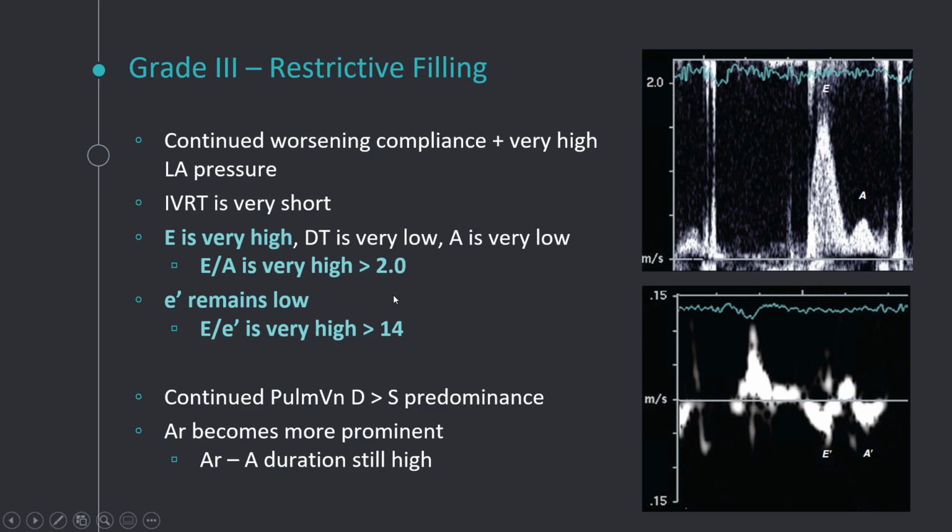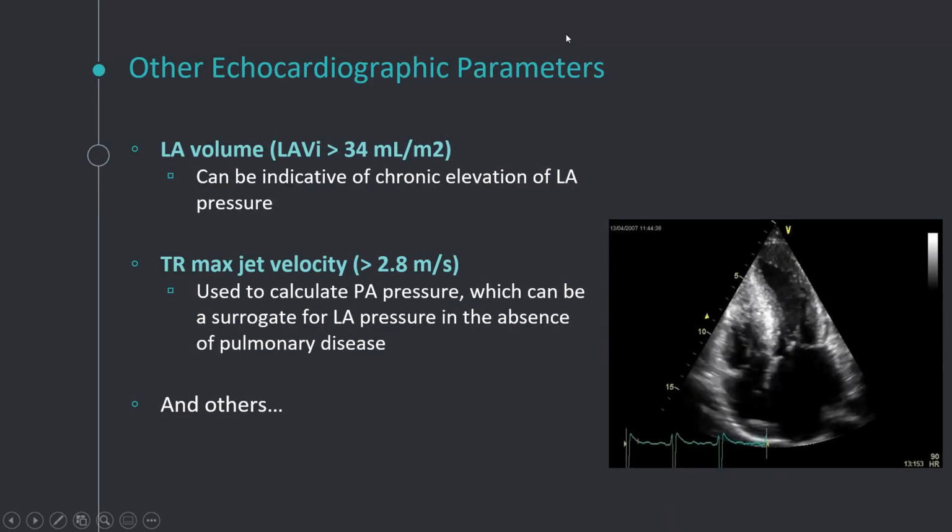The number we can often look at is 14, for the E to E prime ratio. This number can change based on septal E prime and lateral E prime, but we often take the average of the two. As I said, lateral E prime is supposed to be higher than the septal E prime. The pulmonary vein signal is still going to show D over S predominance, and the AR is going to be a little more predominant as well.